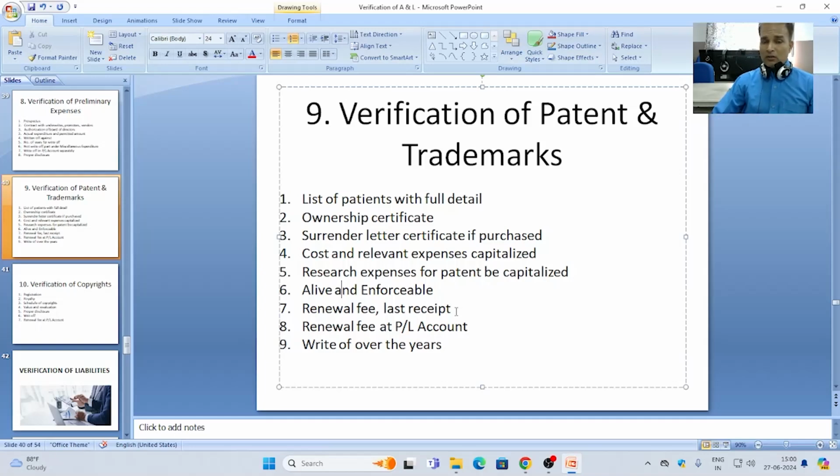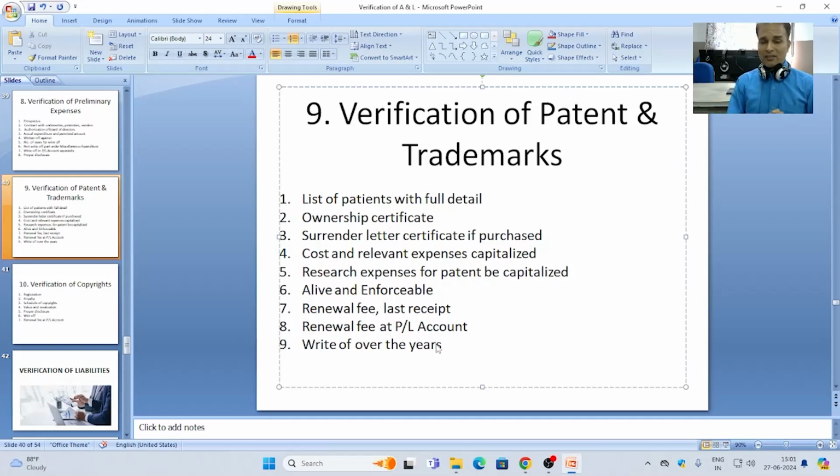The cost and relevant expenses and research expenses for the patent and trademark should be capitalized, but on the other side, renewal expenses of patent and trademark should be debited on the debit side of the profit and loss account. It should be very carefully verified by the auditor what type of expense it is: related to cost, relevant expenses, research expenses, or renewal fee.